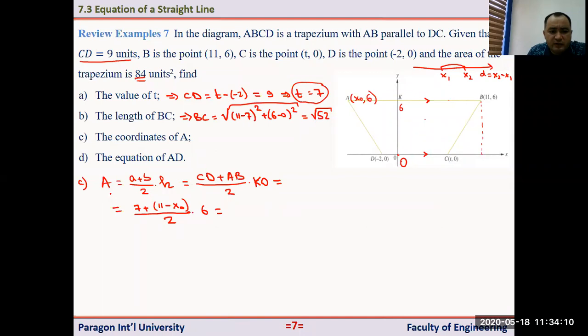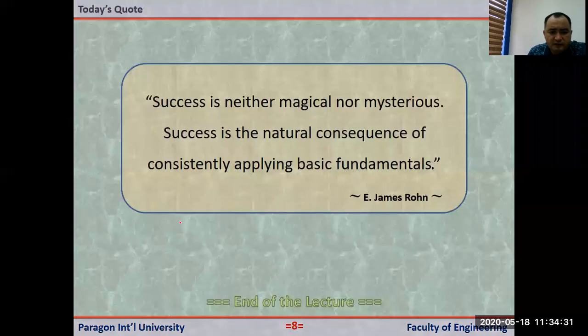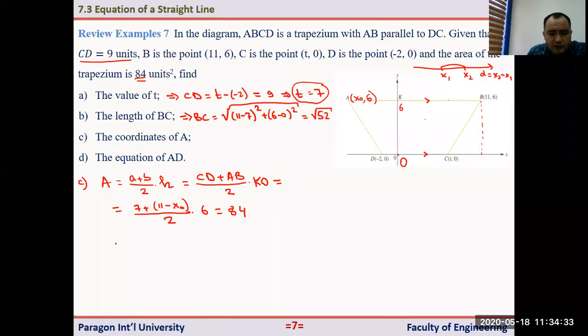And do we know the area of the trapezium is given here? That is 84. Okay. Now we form our equation. As here we have only one variable, one equation, I can solve this equation for x sub 0. So if you solve this, 6 over 2 is equal to 3. So here we have 3, and simplify this. 7 plus 11, that is 18, minus x sub 0 is equal to 84.